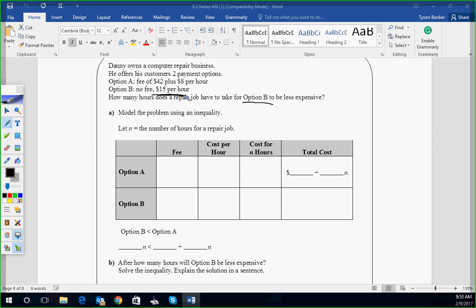What would be the cost for what? So it would just be 8 and 15 per hour. You wouldn't write, yeah. You would just go, so fee for option A, fee is 42, cost per hour 8, and then n hours is just your variable. So you just keep it, it's just n. So you would write 42 plus 8n. Option B is 0, 15n. So simply 15n is your equation for that one.